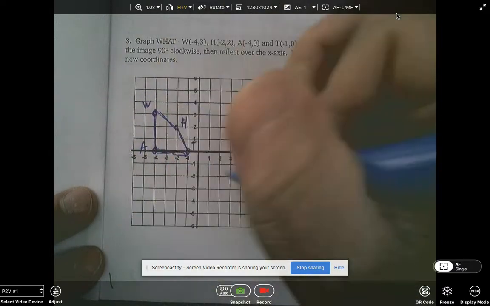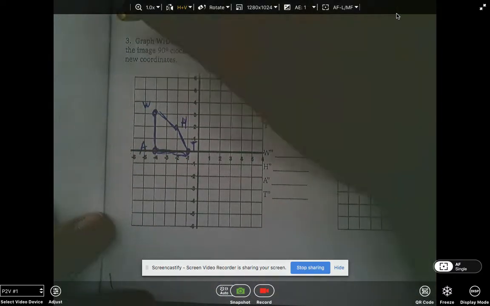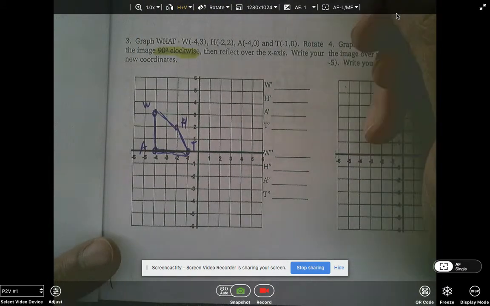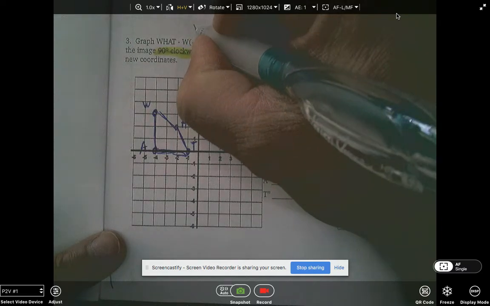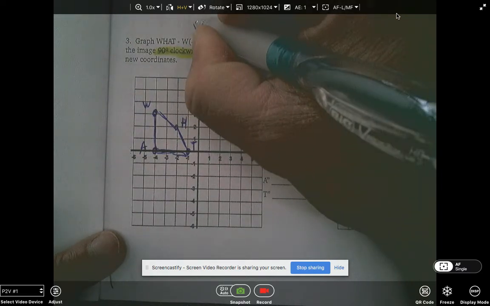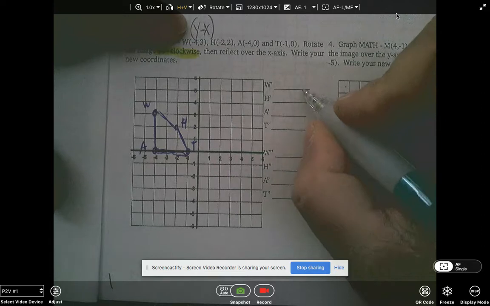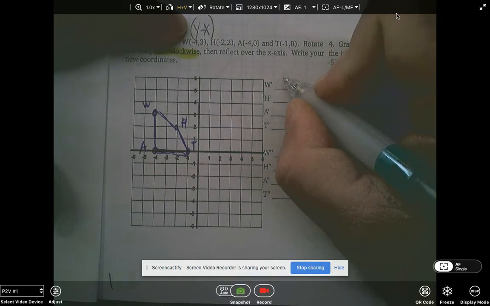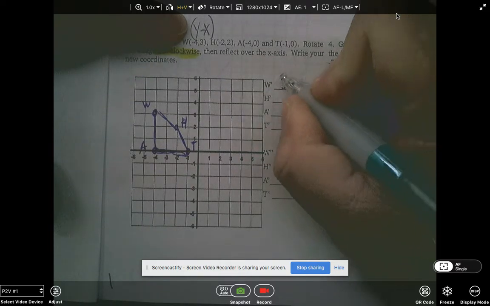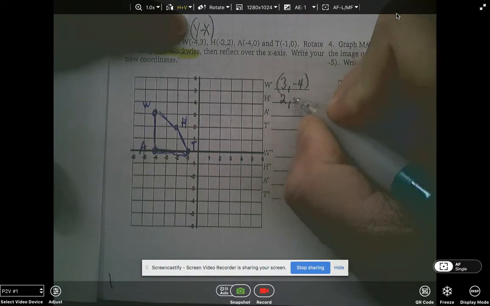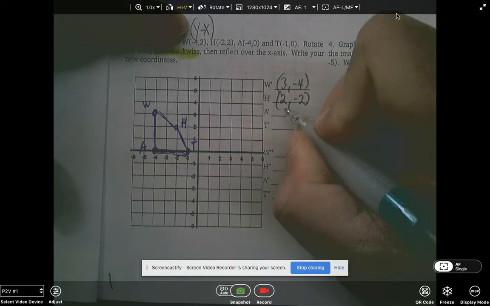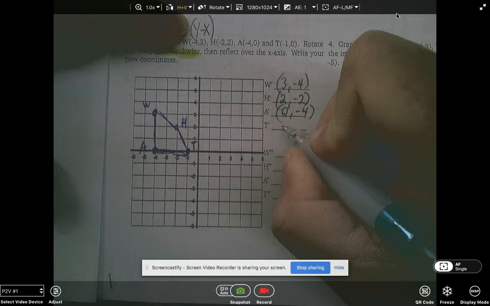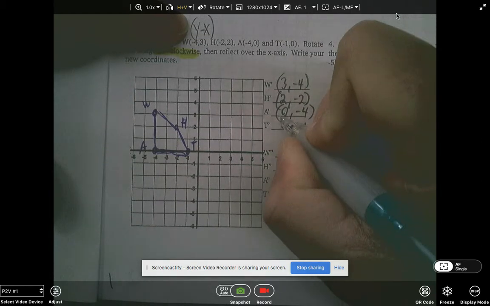All right, so we're going to start this multiple transformation with 90 degrees clockwise. Can anyone remember what the rule is for 90 degrees clockwise? Yeah, you switch the y and the x, but you make x opposite. So I'm going to write these new coordinates here. The first thing I'll do is just switch the integers. So it goes 3, negative 4, 2, negative 2, 0, negative 4, and 0, negative 1.